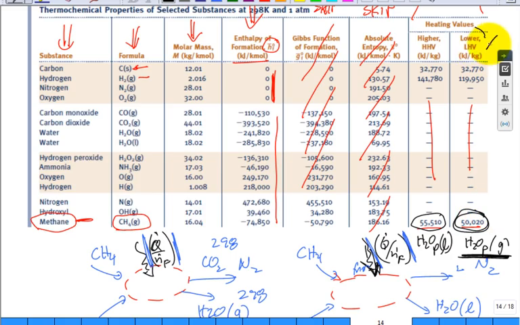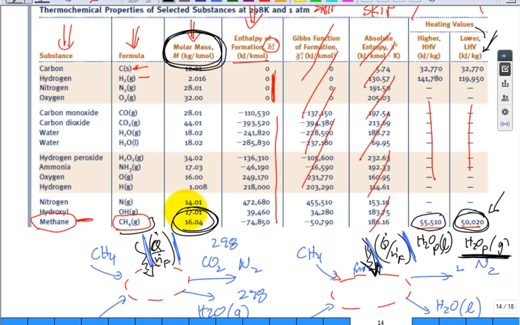Kilojoules per kilogram. Kilogram of what? Kilogram of the fuel. What was my fuel? Methane. Here is a relationship between kilograms of methane and kilomoles of methane. Can you take the two numbers, combine them in a way to get this third number? Can you use this 16.04? How do you do that?